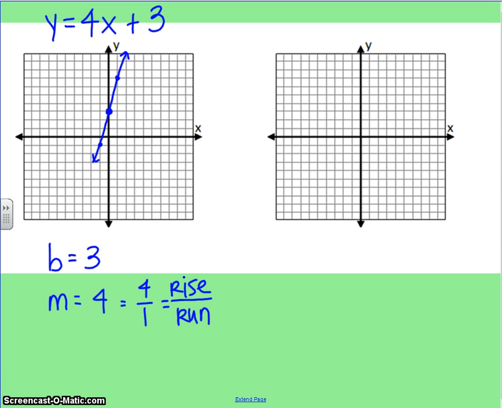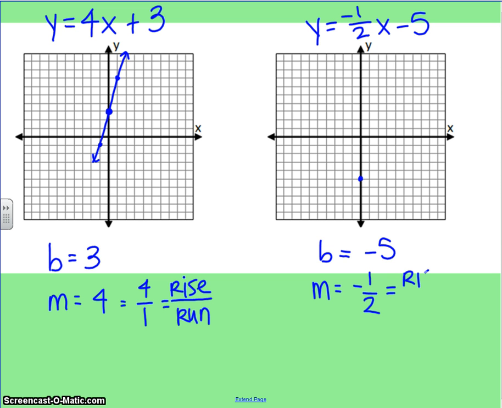Very nice. Number last, we will do y is equal to negative 1/2 x minus 5. So again, first we identify b equals negative 5. Then we will go 5 steps down on our y-axis and plot our ordered pair. And then from there, we're going to say that m is equal to negative 1/2. And that's already as a fraction, so we have our rise and our run.